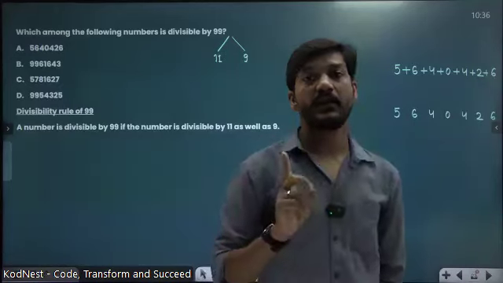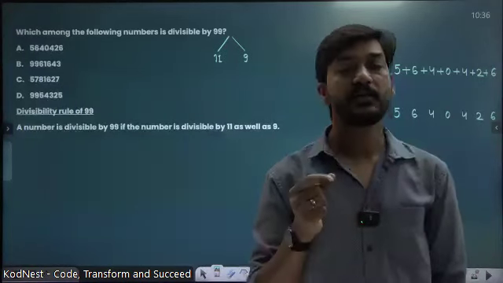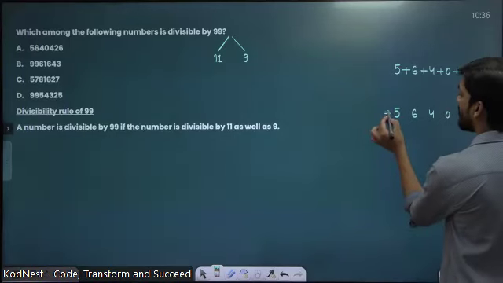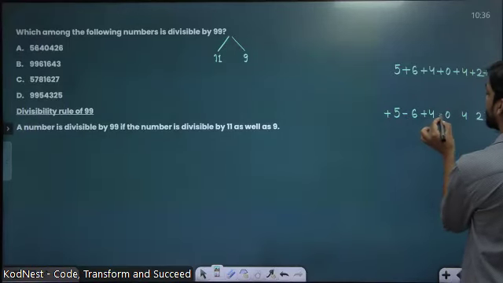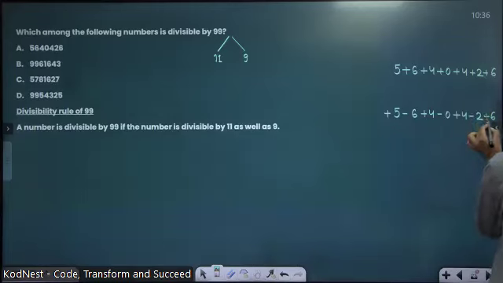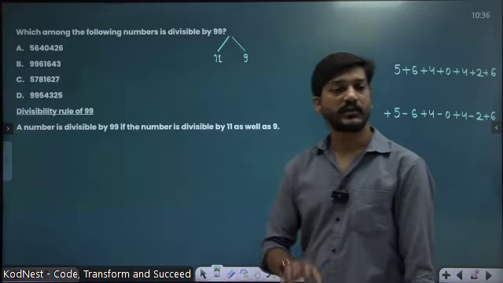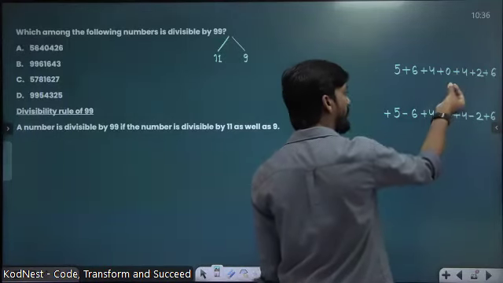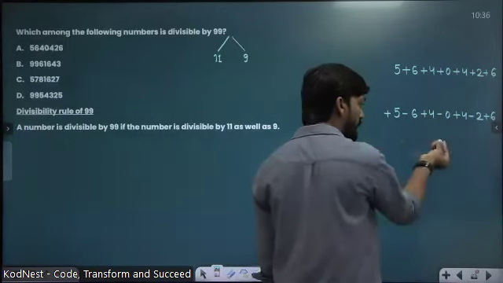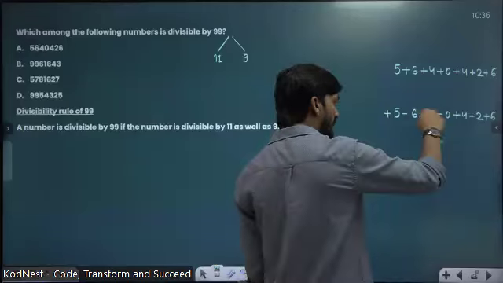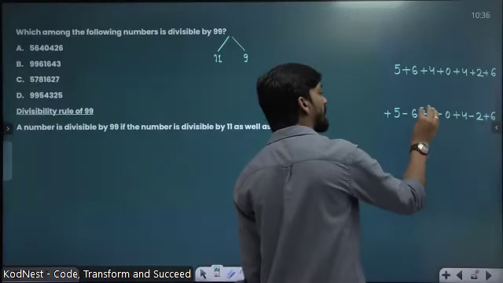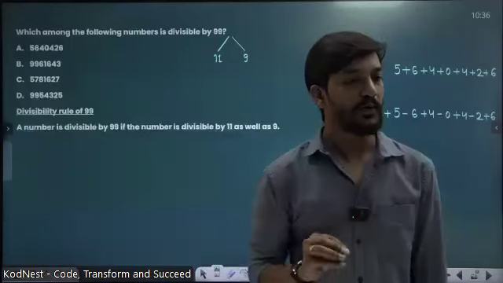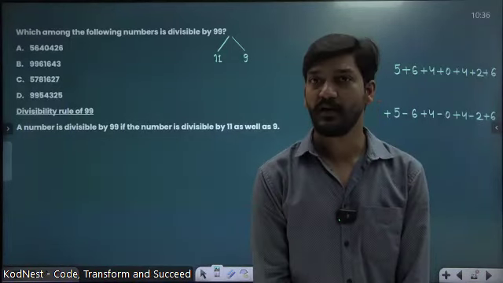So we do it for 3 and 9. We do something similar for 11. The only difference is here we take alternate sign. So this is the only difference. Like this sum will give you a number. This also will give you a number. Using the number which we will get, we will check whether that number is divisible by 11.